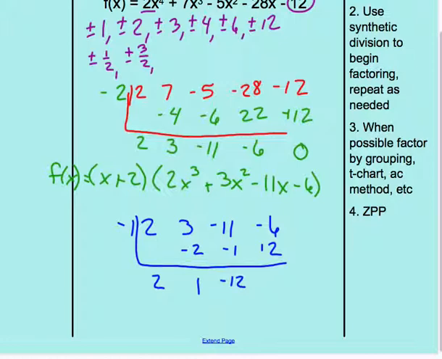So even though I said I was going to use it as a last resort, I'm looking at this and thinking I might need to try that +1/2 and see what happens. So bringing down the 2, multiplying by 1/2, adding them together, multiplying by 1/2, adding. Here I get an odd number. So the fraction didn't actually work because, of course, when I multiply that by 1/2, it's going to give me a fraction, which will not be the 6 that I need in order to cancel.